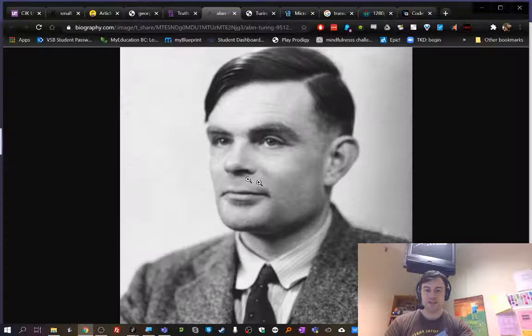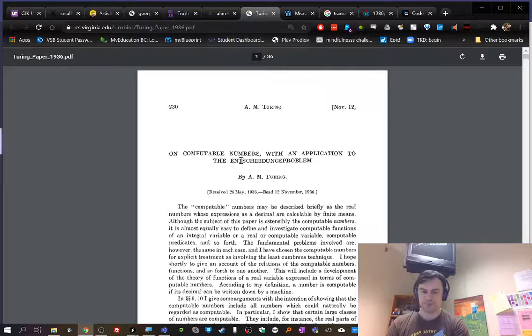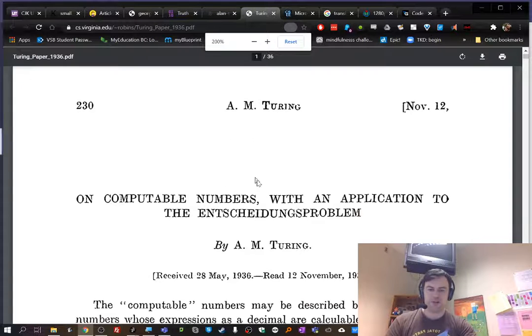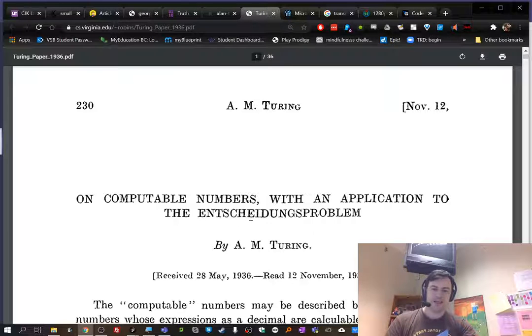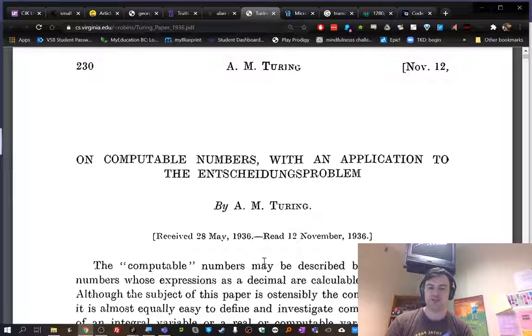This is Alan Turing. He's generally considered the father of computer science and computers in general. He publishes this paper over here. It's a little bit small. On Computable Numbers with an Application to the Entscheidungsproblem. And basically in this paper, he demonstrates that any number is computable if you had a powerful enough computational device.